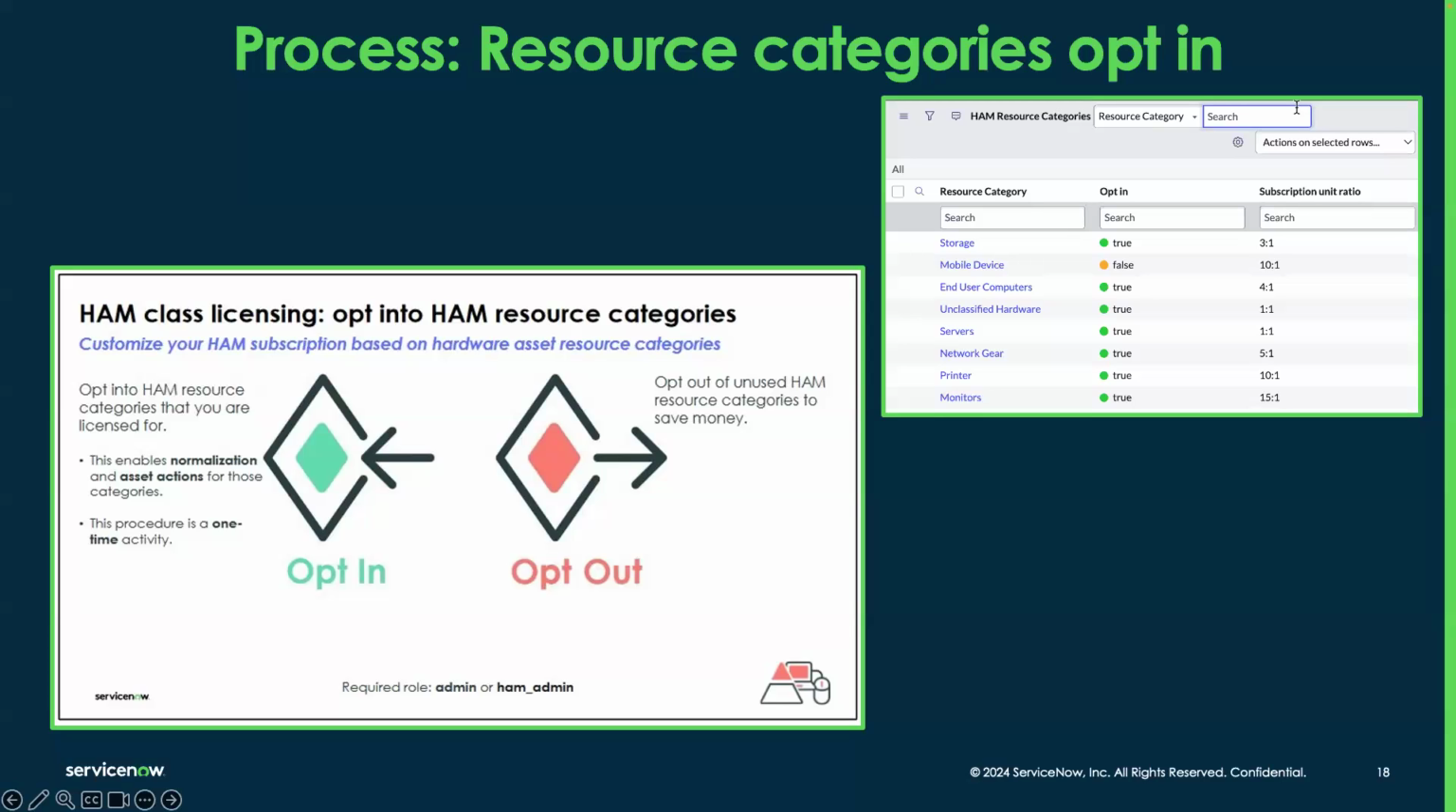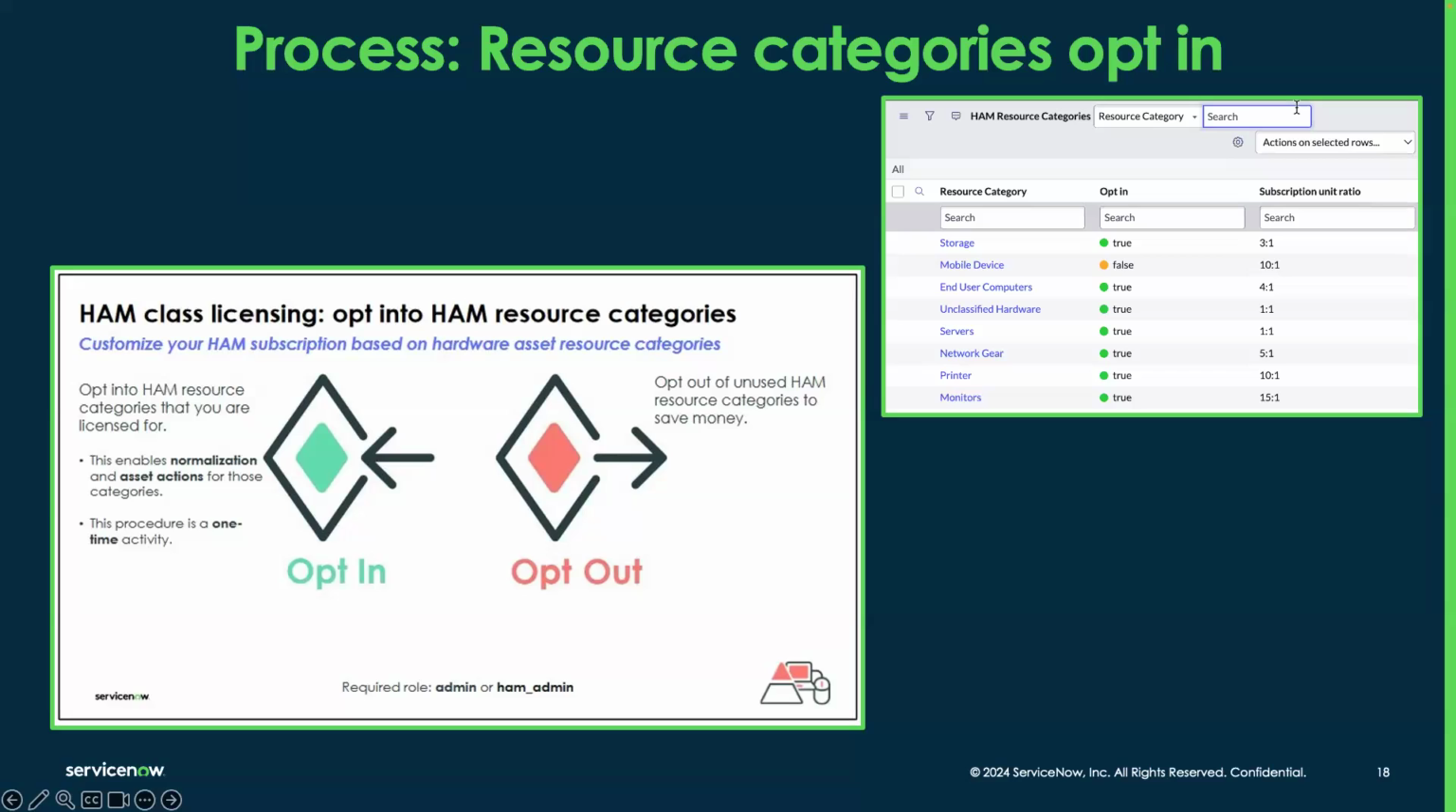Now here's a screenshot of those new expanded resource categories that you're able to decide on, which ones you are going to opt into and pay for and which ones you're going to opt out of. Because you buy your HAM subscription on subscription units, what we did is break this down into subscription units.